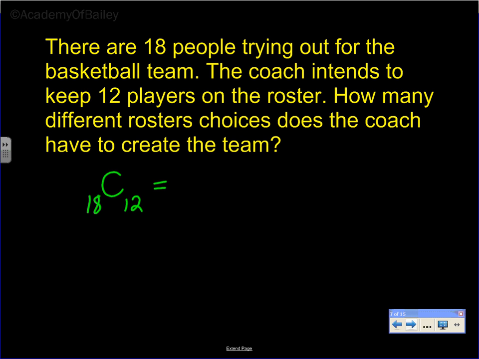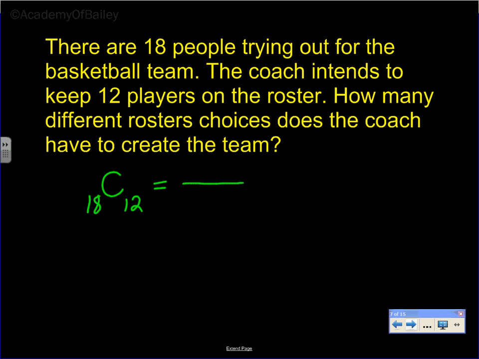So that's the reason why we are going to write it 18C12. And make sure the 18 and the 12 are small numbers down below, kind of like a power would be a small number above. 18 and 12 are subscripts. That's what they're called. Sub means down below, and there's scripts, subscripts.